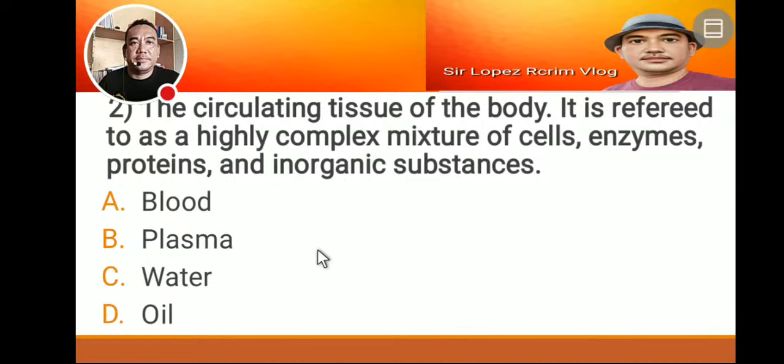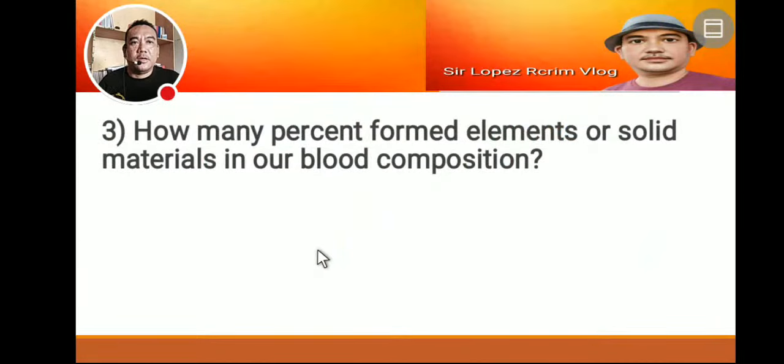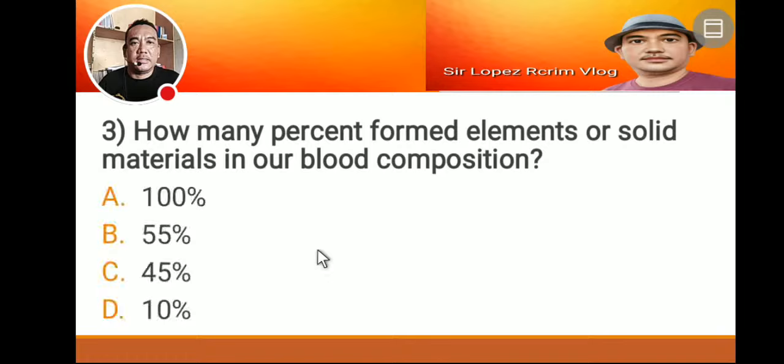Question number 3. How many percent formed elements or solid materials in our blood composition? Letter A, 100%. Letter B, 55%. Letter C, 45%. Or letter D, 10%.